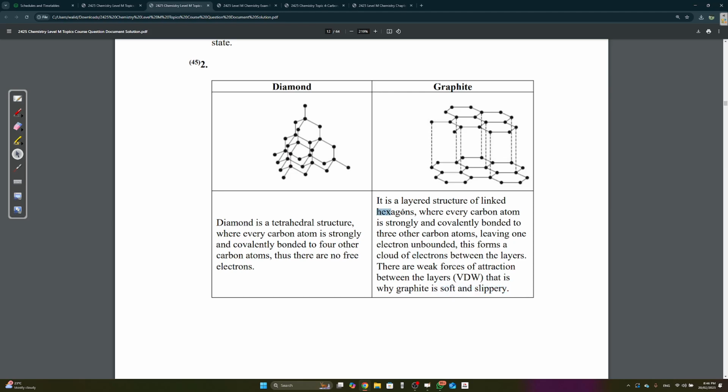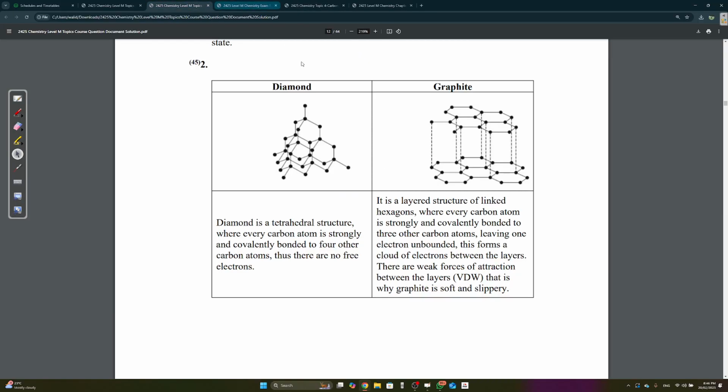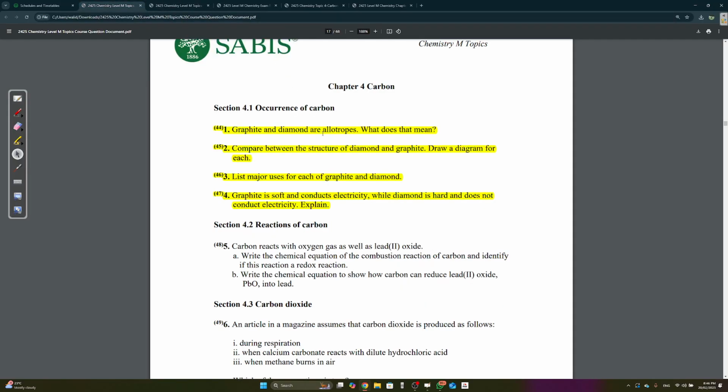You can see here they're saying hexagons, because of the shape like this, as you can see here. If they ask what is the shape, triangle should work. Okay, just say linked hexagons. If they ask you about the shape of the graphite molecule, it's a structure of linked hexagons. Okay. Moving on, question 3.